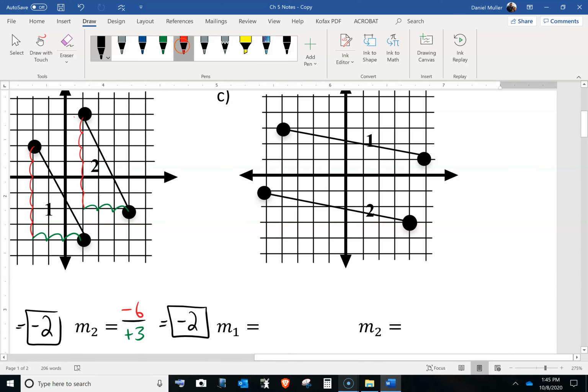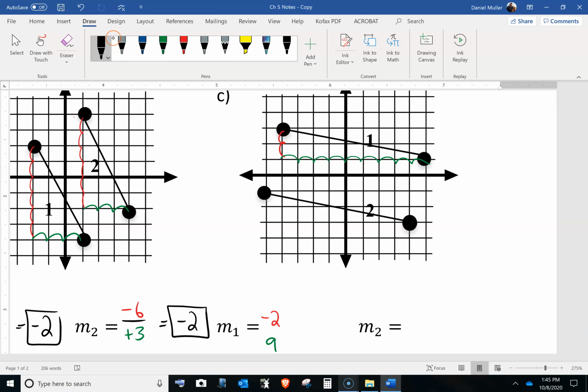And just to confirm one more time, let's start here on the left. 1, 2. So you're rising down negative 2. And then 1, 2, 3, 4, 5, 6, 7, 8, 9. So then you are going right by 9.